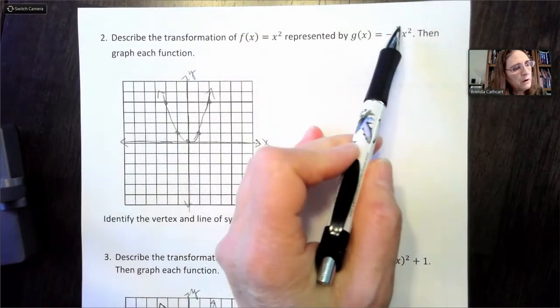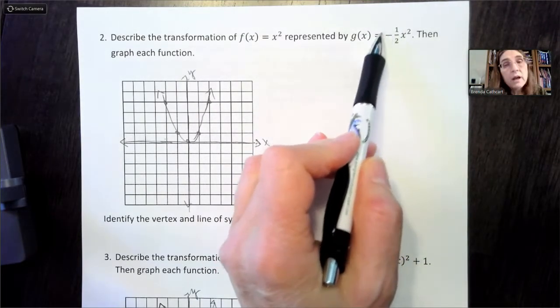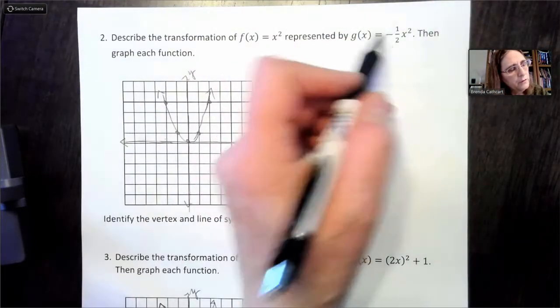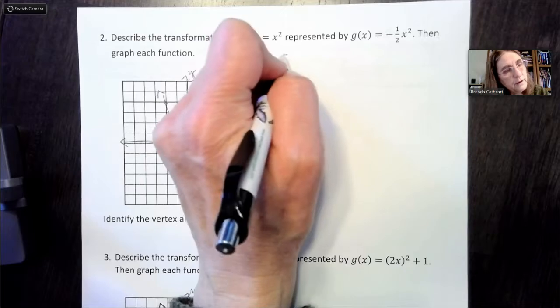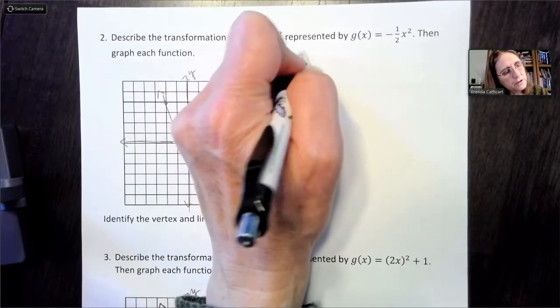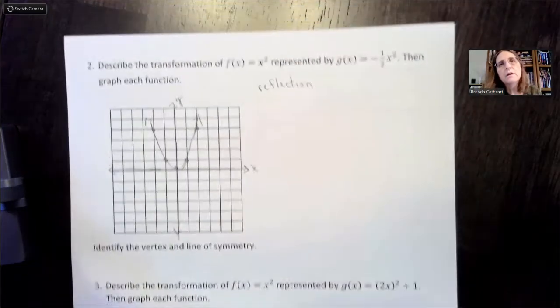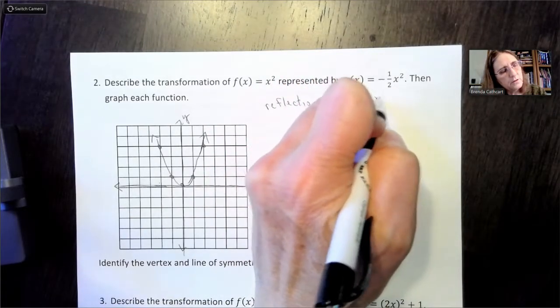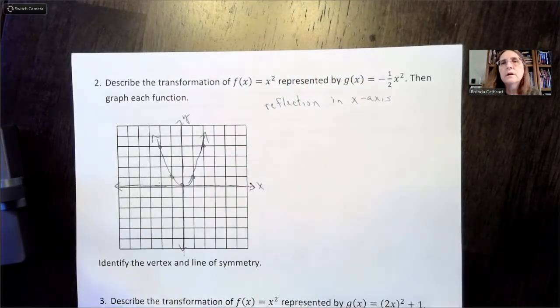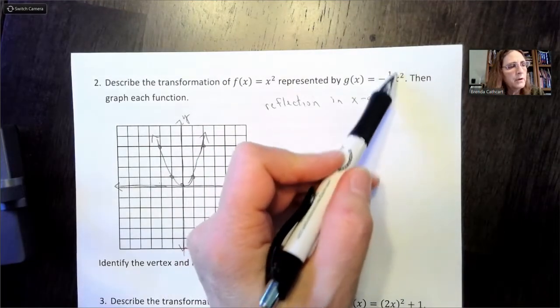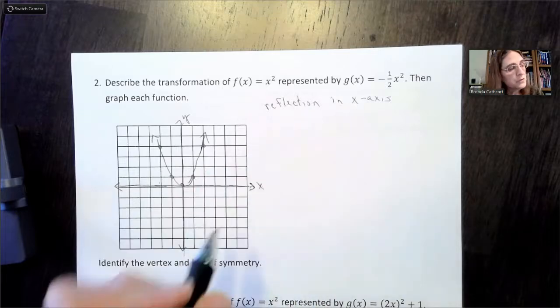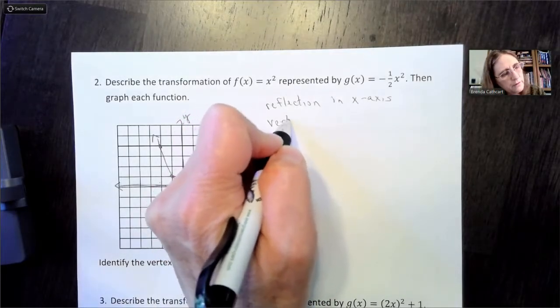So as I look at our transformations, I see I have a negative, and then I have a 1/2. So we have two things going on. The negative tells us that we have a reflection, and this reflection is in the x-axis. It's across the x-axis. And then we also have this factor of 1/2, which is a vertical shrink of 1/2.